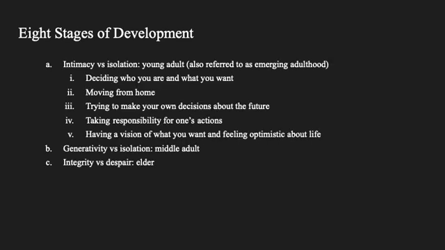Intimacy versus isolation for young adult, also referred to as emerging adulthood. It's deciding who you are and what you want, moving from home, trying to make your own decisions about the future, taking responsibility for one's actions, having a vision of what you want, and feeling optimistic about life. Generativity versus isolation is middle adult, and elders are integrity versus despair.